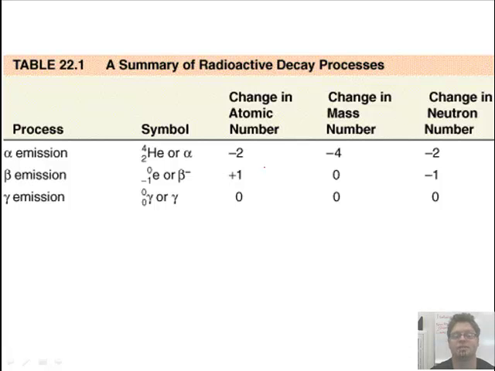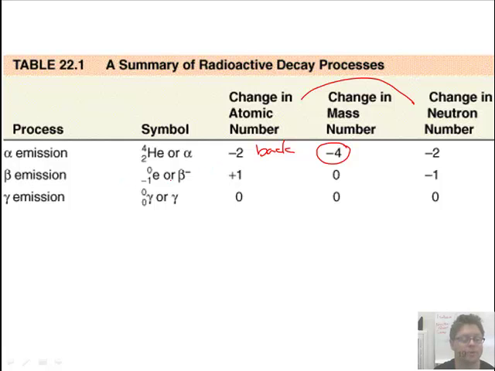Here's a summary of some of the processes for radioactive decay. Alpha emission, here's the symbol. The change in atomic number, it's -2. That means it goes back 2 places in the game we played. Change in mass number, -4. Change in the number of neutrons is -2. If you add -2 plus -2, you get -4, just as a hint. So if you add those two together, you get the change in the mass number.